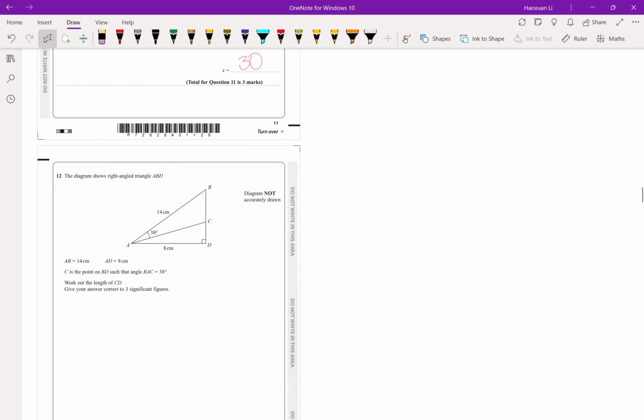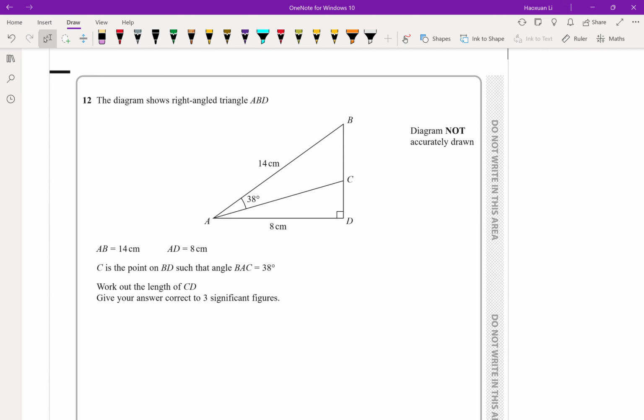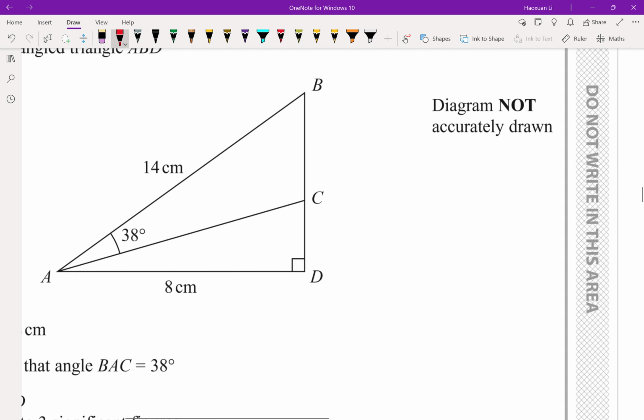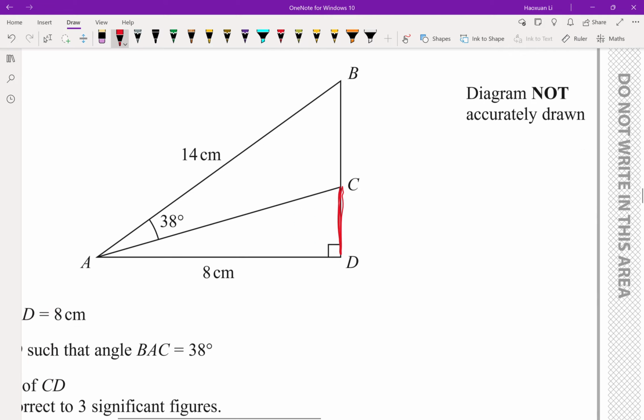Now, question 12. This is a traditional SOHCAHTOA question that would appear every single time in this IGCSE maths paper. The diagram shows a right-angled triangle ABD. AB is 14 cm, AD is 8 cm, C is on the line BD such that angle BAC is 38 degrees. Work out the length of CD. Always mark this, because this is the length you're trying to find.